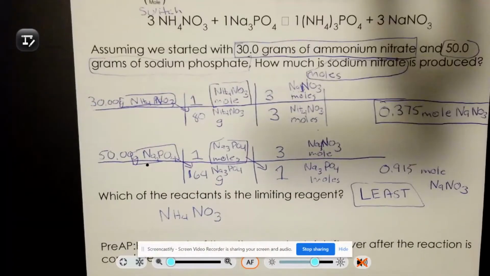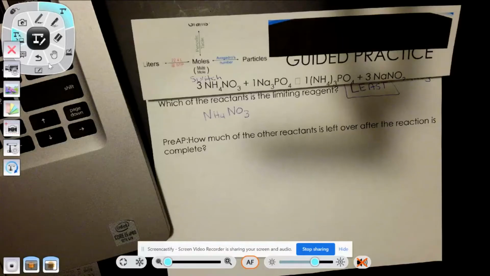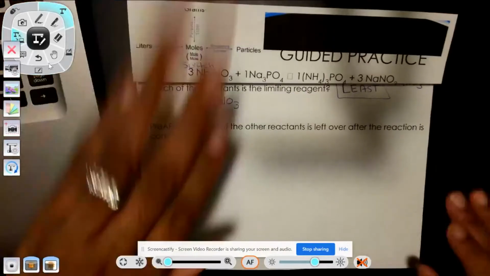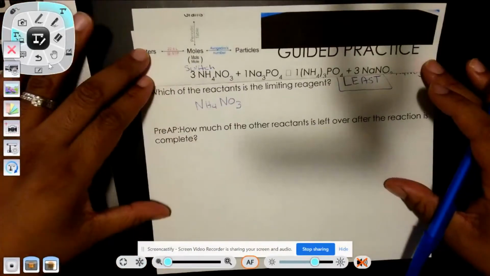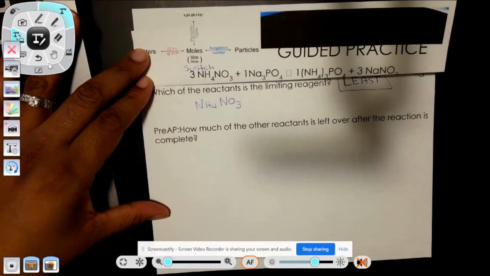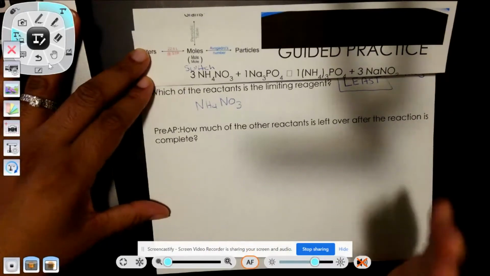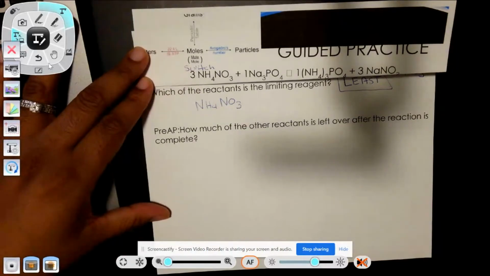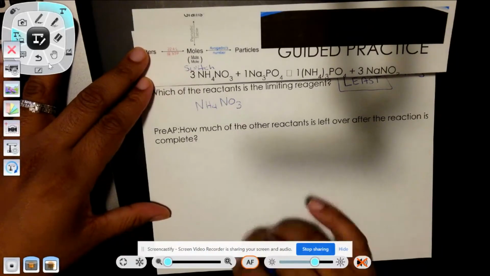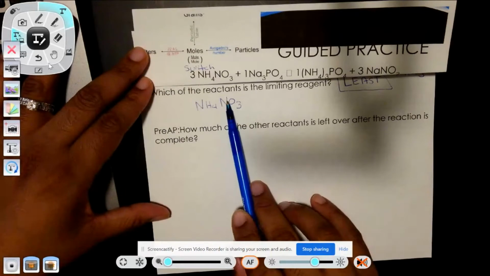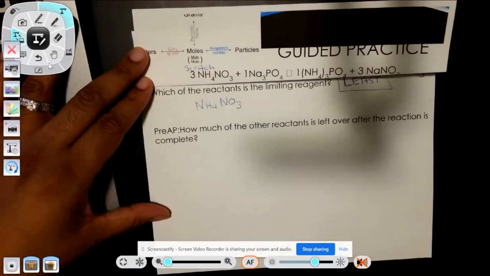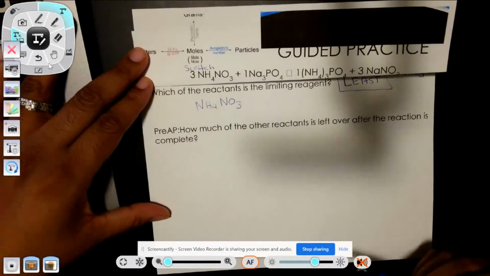Okay, guys. For the next problem, this is going to be our pre-APs only. So this is for my pre-AP babies only. We're going to get started with the last question, and it says how much of the other reactant is left over after the reaction is complete. This is going to be another stoich problem, but instead we're going to go from our limiting reactant to our excess reactant and figure out how much of the excess reactant is actually used in this reaction.